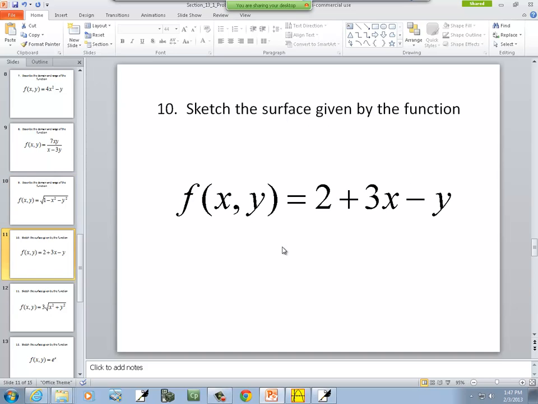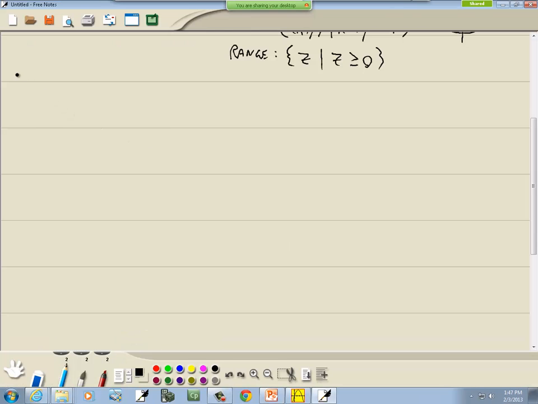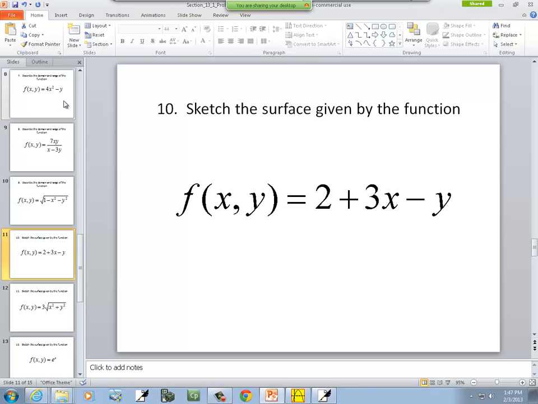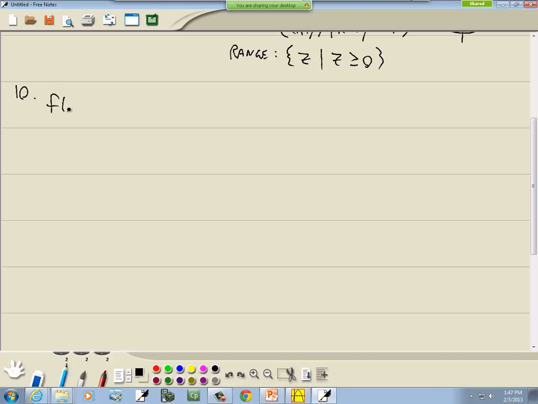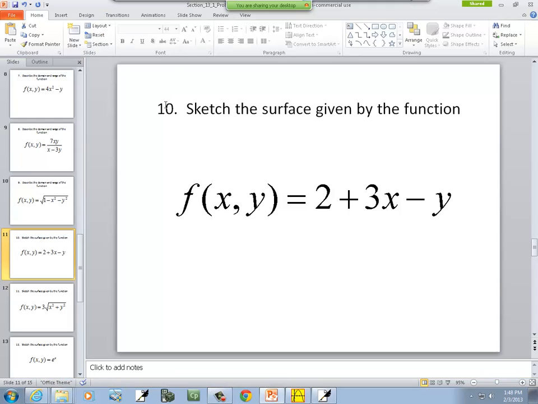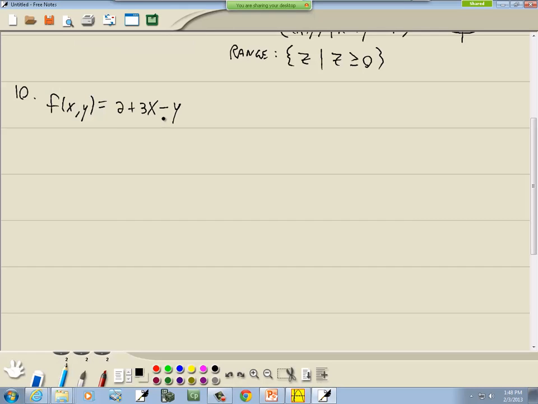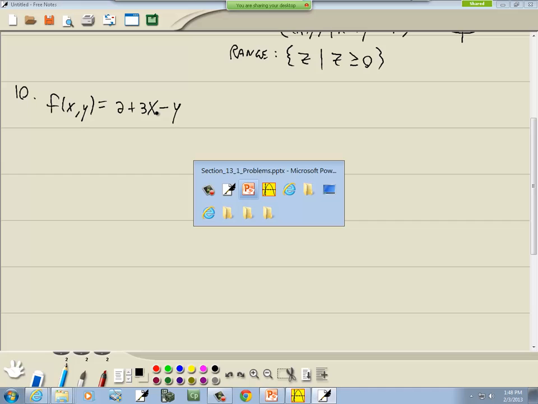Let's take a look at this one. This one wants us to sketch it. And I'm not going to actually sketch it. I'm going to plug it into my utility here, and we'll take a look at it. So I got 2 plus 3x minus y. Think about what this would look like, though. Everything's the first power, isn't it? If I were to replace the f of xy with z, you got z is equal to 2 plus 3x minus y. Everything in first power implies it's going to be a plane. Let's go look.